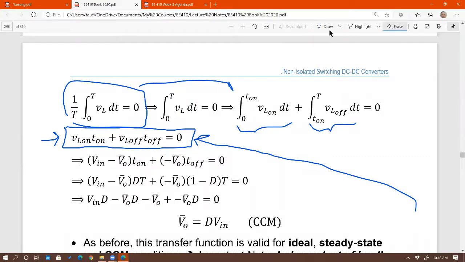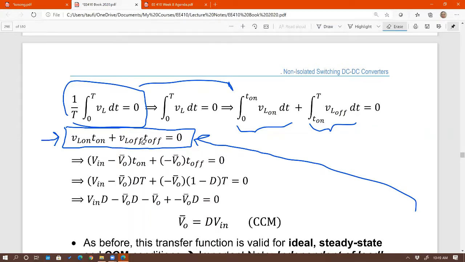Why is that important? Well, check this out. Do you know what T on is? What is T on? Your duty cycle. DT. T on is DT. Do you know what T off is? 1 minus D times T. Very good. See, if you already know T on and T off, you just need to find two voltages, VL on and VL off. And that could be simply found by looking at the circuit. No need to derive with dIL, dt, and stuff like that we just did earlier. Isn't that cool? So that's why this is a very important starting point for you to remember.